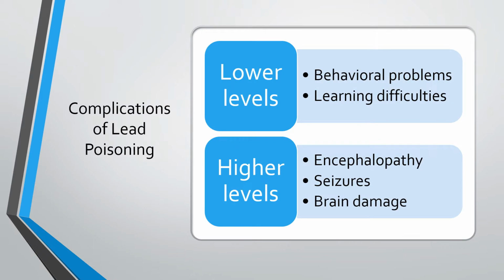So some of the complications of lead poisoning can include behavioral and learning problems with those lower levels, encephalopathy, seizures, and brain damage with those higher levels. I think the worst case that I'd ever seen was a set of siblings, and they were eating the dirt outside of their home. So we know that a normal lead level is less than 5. These siblings had lead levels of 52 and 63, and it wasn't the first incident of having these high levels.